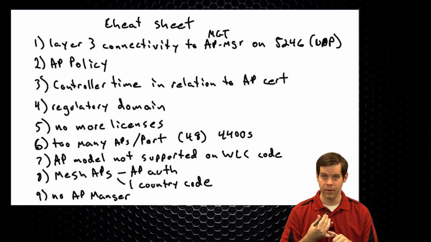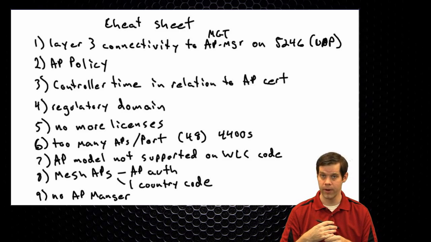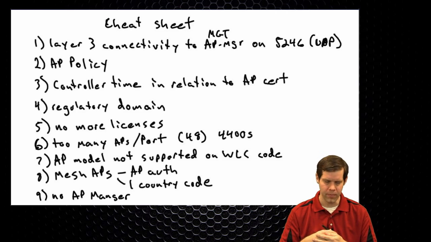Am I using the correct regulatory domain? Just make sure that the model is used for the regulatory domain that you're using. Do I have licenses? If I'm on a 4400, do I have more than 40? Am I running into that 48 ports per 4400? Is my AP model supported on the code I'm running? If it's a mesh AP, make sure I have an auth entry for it. One country code. Make sure I have an AP manager. Not that hard to check most of these, and you could probably burn through these in about 2 minutes time.